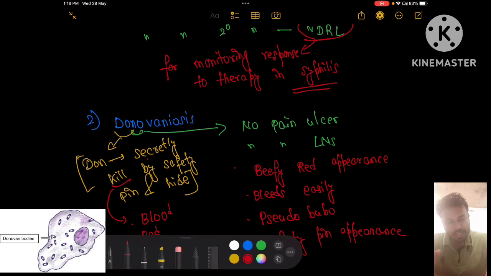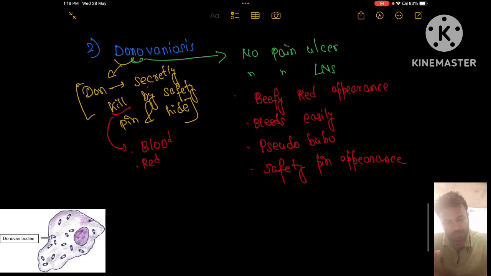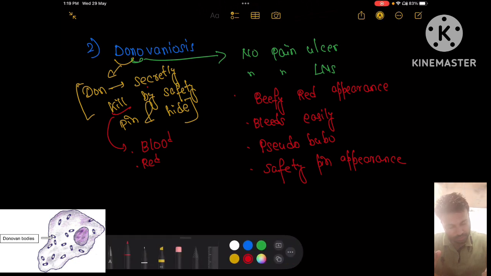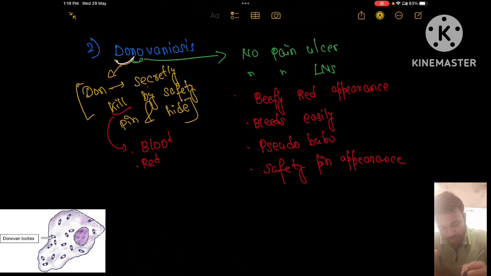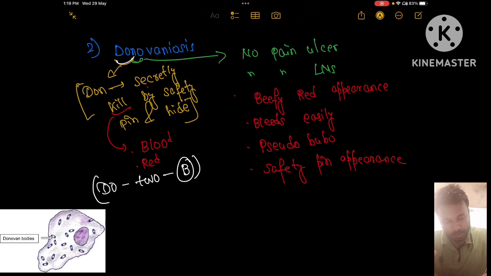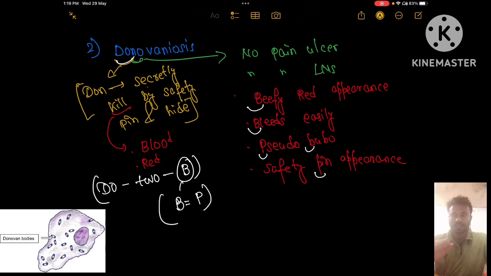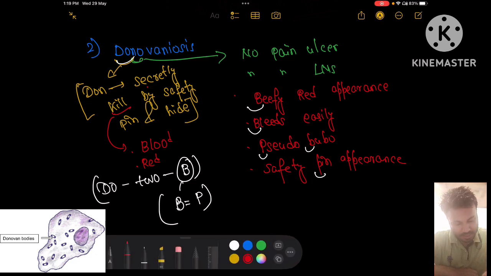We can remember it in another way. How? Do means two. B is the second letter. So beefy red appearance, bleeds blue, pseudo bubo, B resembles P. So septicin appearance.